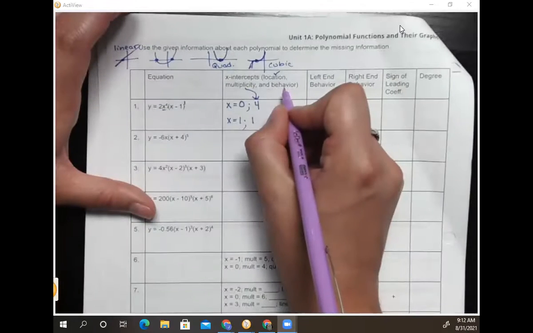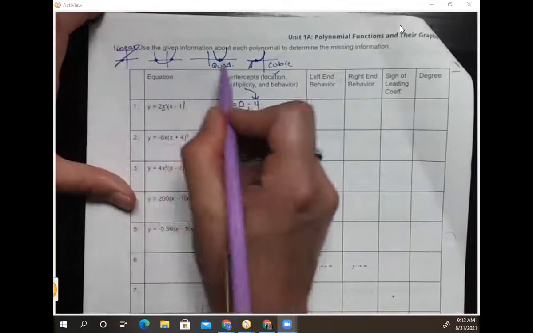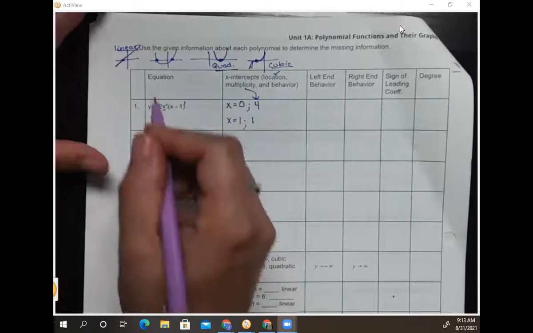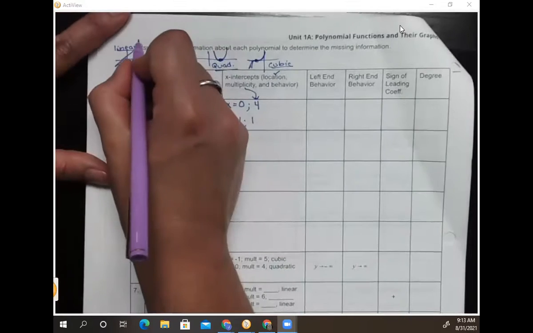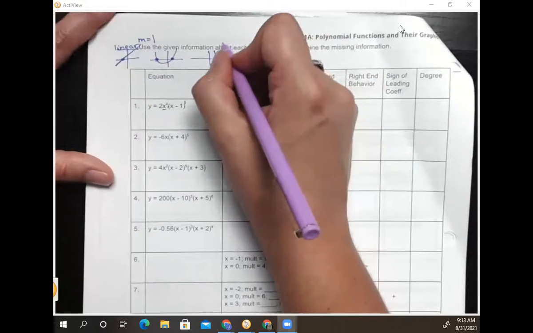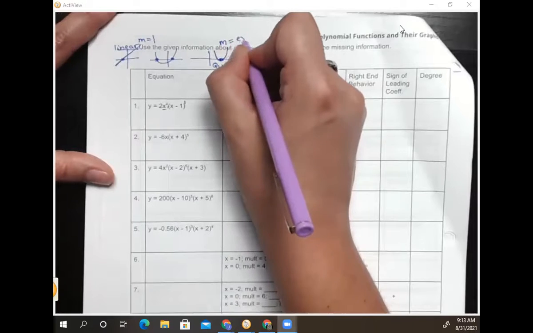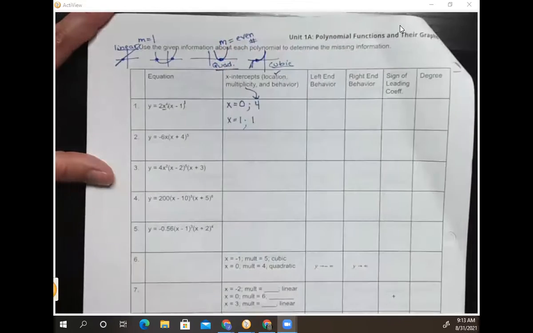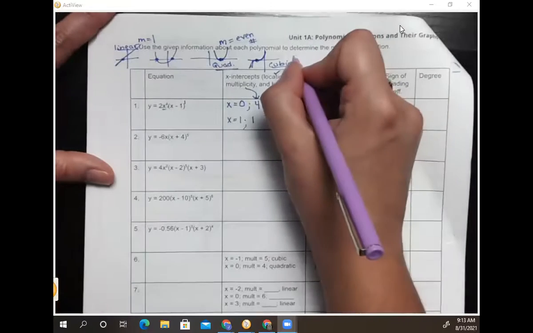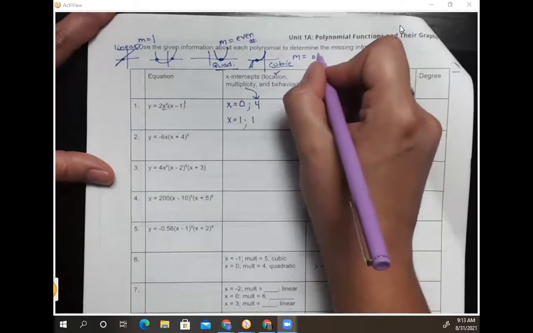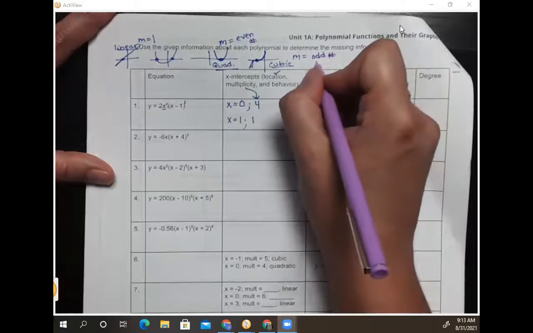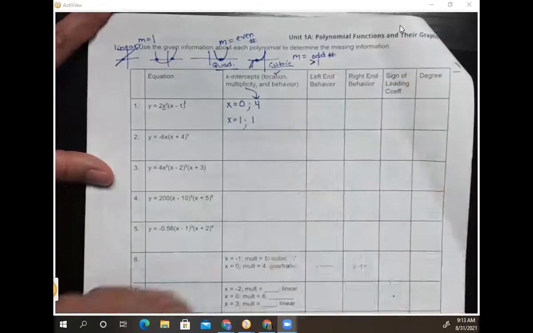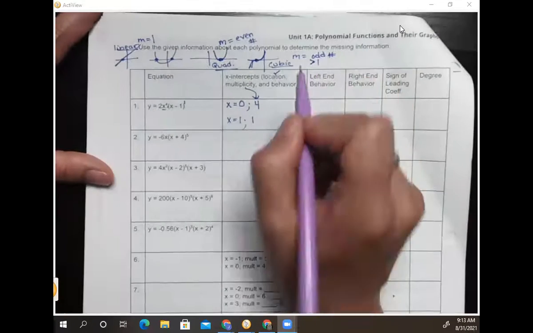And then finally, behavior. Behavior is going to be linear, quadratic, or cubic. Those are your only options for behavior. So what does it look like when it crosses the x-axis? Linear behavior always has a multiplicity of 1. Always. Quadratic behavior always has a multiplicity that's an even number. And then cubic behavior always has a multiplicity that's an odd number, but greater than 1. So just not 1 for cubic, odd but not 1.